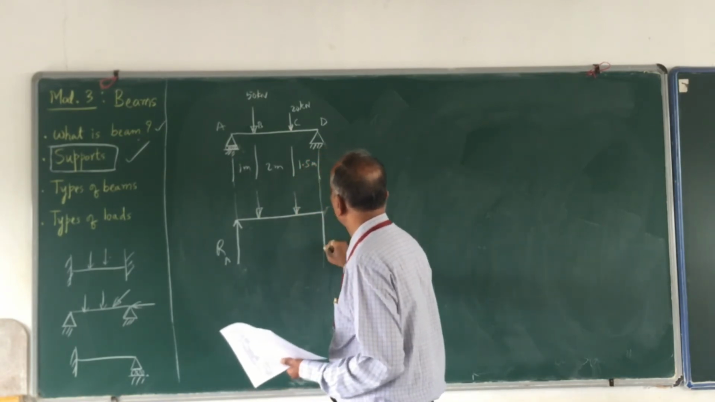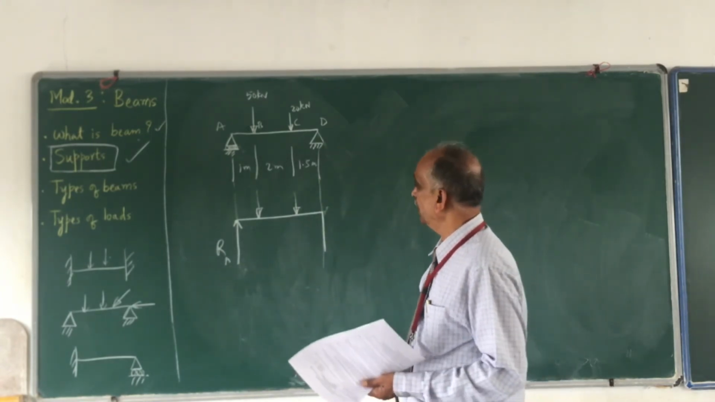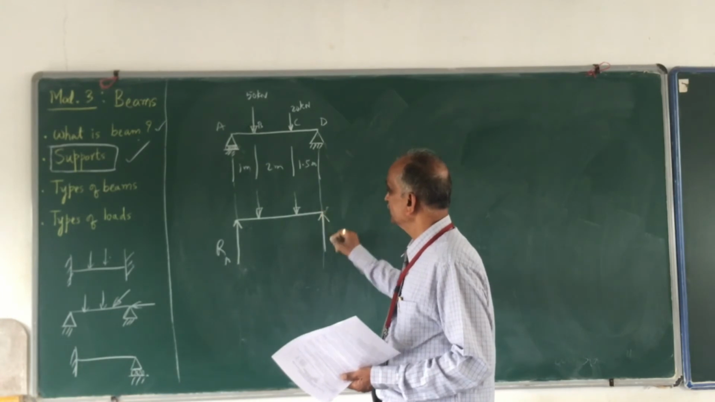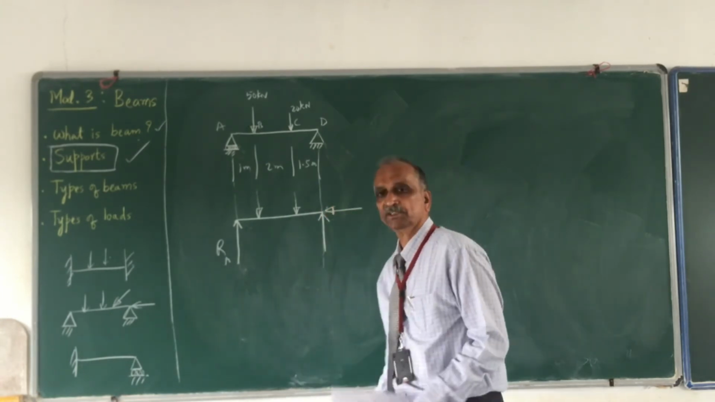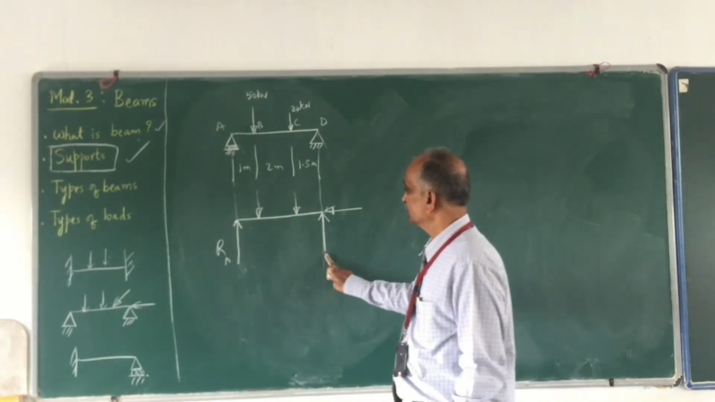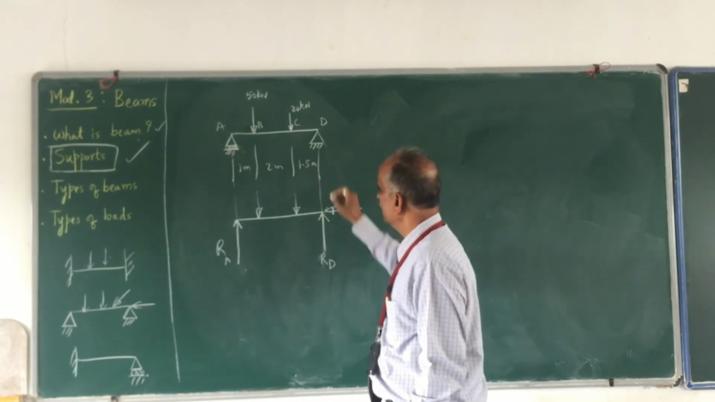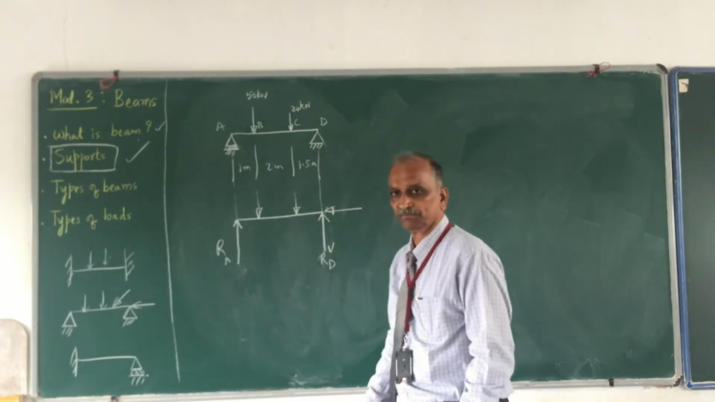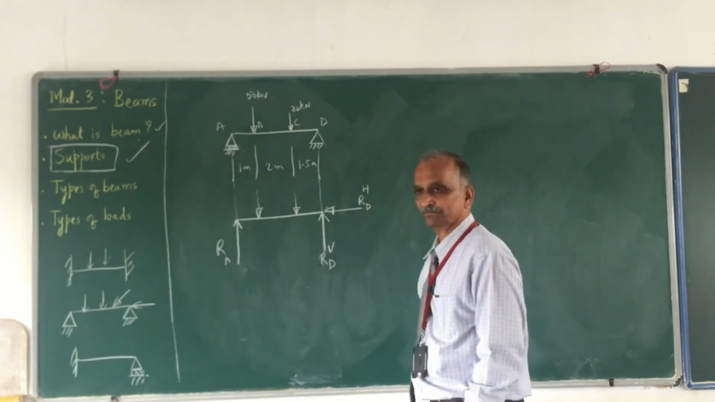And what are the forces offered here? So we know that it is a hinge support. It will have a reaction in the vertical direction, and it will have a reaction in the horizontal direction also. So now what is this? This is RB, call it vertical. And I also have what's called RD horizontal.